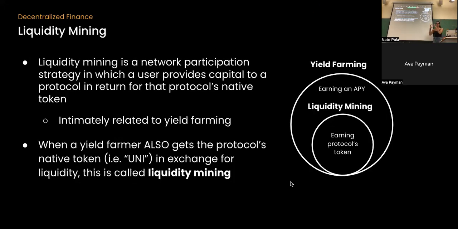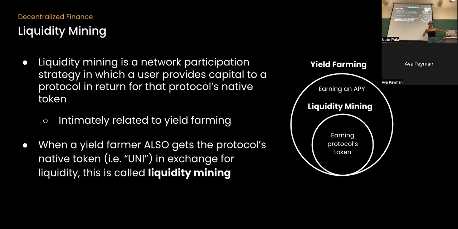Liquidity mining, you can think of it like concentric circles. It is a smaller type of yield farming where you are also earning a protocol token. So if I'm on Uniswap and I'm providing some form of liquidity for them, then they might incentivize me to do that by providing their native token called Uni to me.